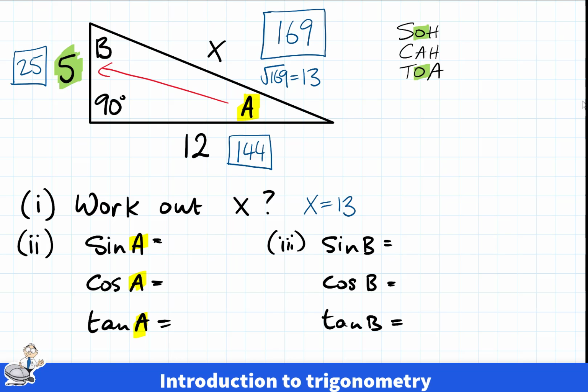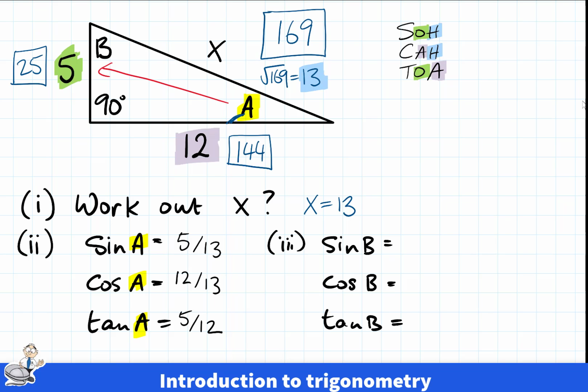The hypotenuse doesn't change. The hypotenuse is going to be 13 in each of these questions. And compared to A, the one adjacent, which is beside A, which is not the hypotenuse, is 12. So if we're talking about angle A, sine A is opposite over hypotenuse, which is 5 over 13. Cosine A is adjacent over hypotenuse, which is 12 over 13. And tan A is opposite over adjacent, which is 5 over 12.